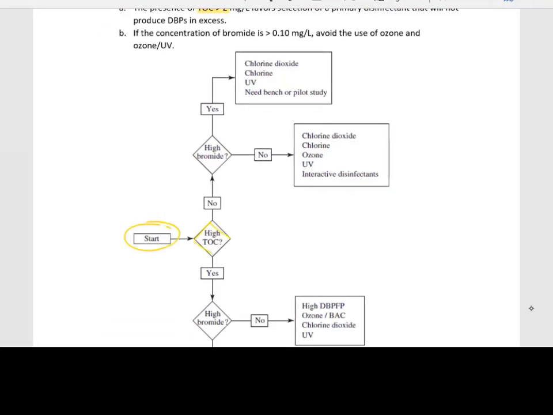The first question we're going to ask is, do we have high TOC? Your criteria is greater than 2 milligrams per liter, and this is in our untreated water. We had 10 to 20, absolutely. So the answer is yes.